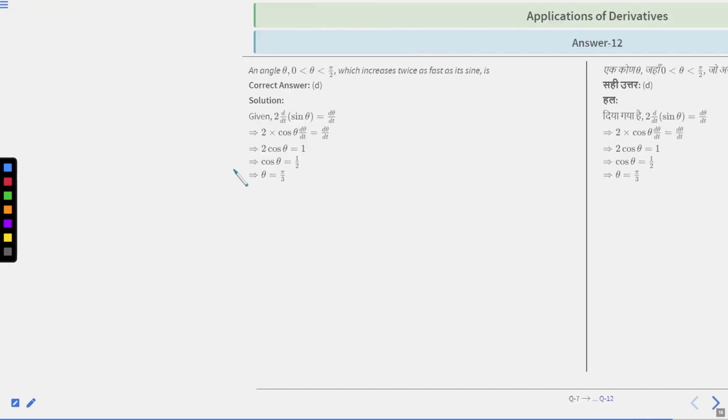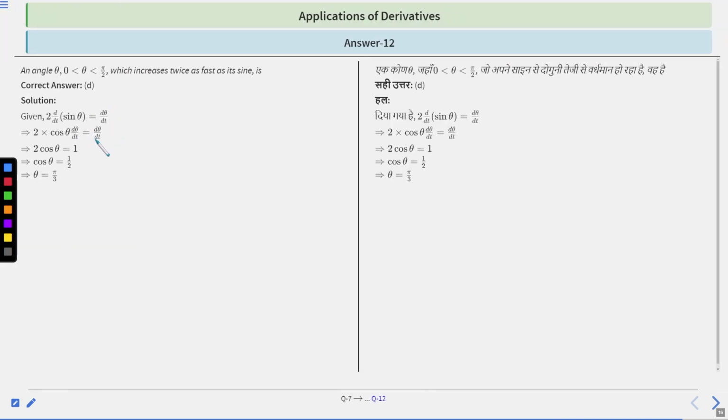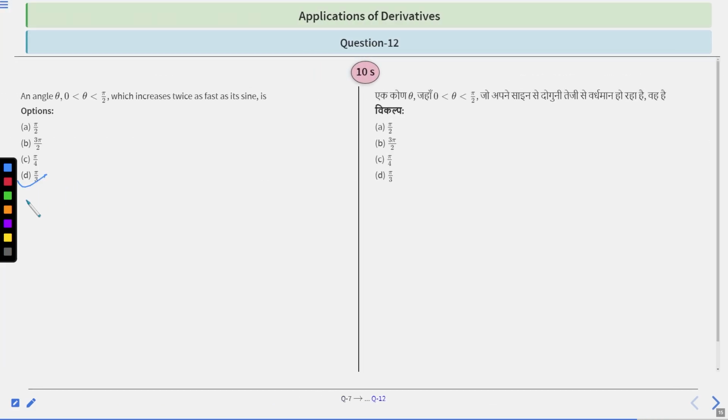Okay, let's move to the solution part. Given d theta by dt is 2 times d of sine theta upon dt, right? So let's take the derivative of sine theta. So the derivative of sine theta is cos theta into d theta by dt, which is equal to d theta by dt, right? Therefore, 2 cos theta is equal to 1. Clear? Therefore, cos theta is equal to 1 by 2. So theta should be equal to pi by 3. So at theta equal to pi by 3, d theta by dt is increasing twice as much as d of sine theta upon dt. Clear? So I think option D is the right choice. Pi by 3. Got it?